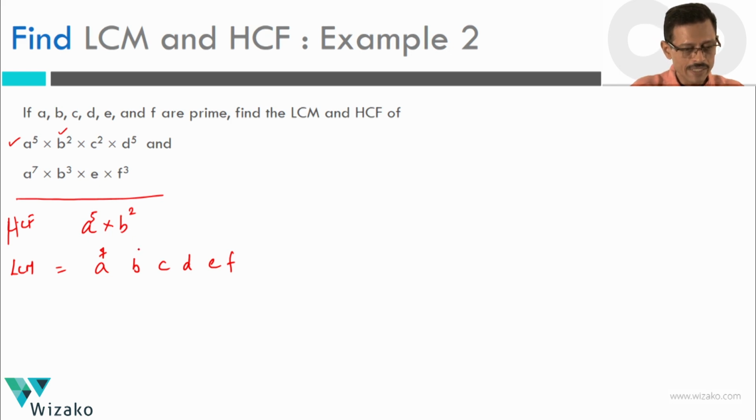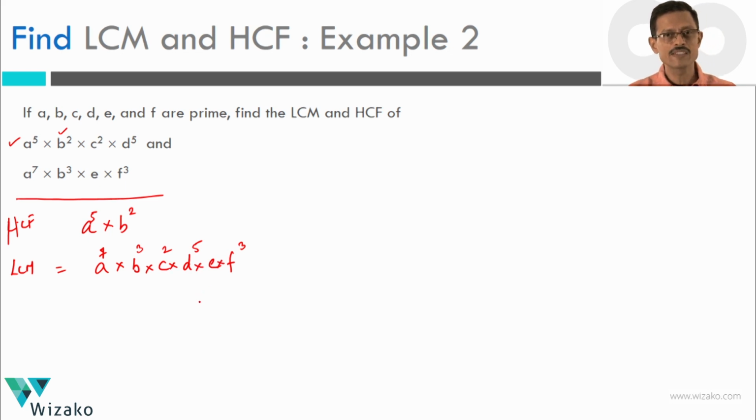The power of B will be a 3. C, D, E, Fs were present in only one of these two numbers. So let's pick them as they are available in these numbers. C square, D power 5, E power 1 and F cube. The product of all of these is going to be the LCM of these numbers.